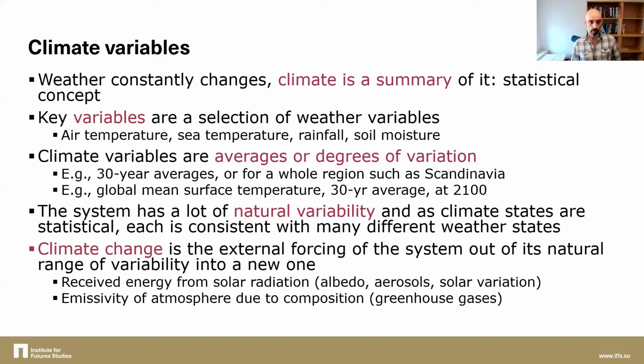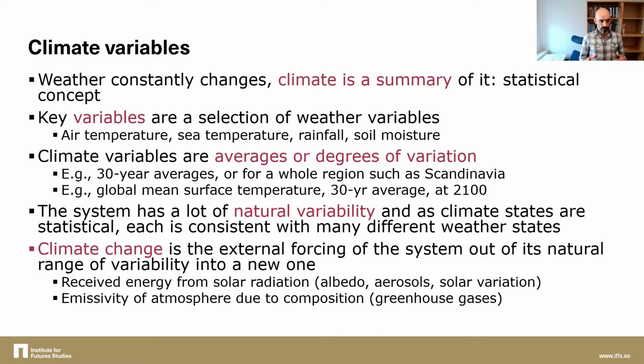And when people talk about changes in global mean surface temperature, they're typically talking about a global mean, so it's a mean over the whole planet, and a temporal mean, a 30-year average. So when you talk about like global mean temperature at 2100, it's an average in these two senses.